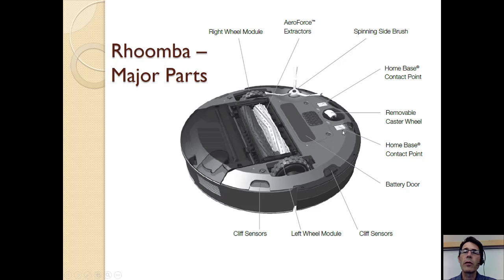One of the really cool things about this is that it has a sensor that can tell whether the battery needs to be charged, and if it's getting too low, it finds its way automatically back to its own little charging port, and so those contacts are for the charging. So it's supposed to be a completely self-sufficient unit. And here are the cliff sensors on the side so it doesn't go toppling down the stairs.